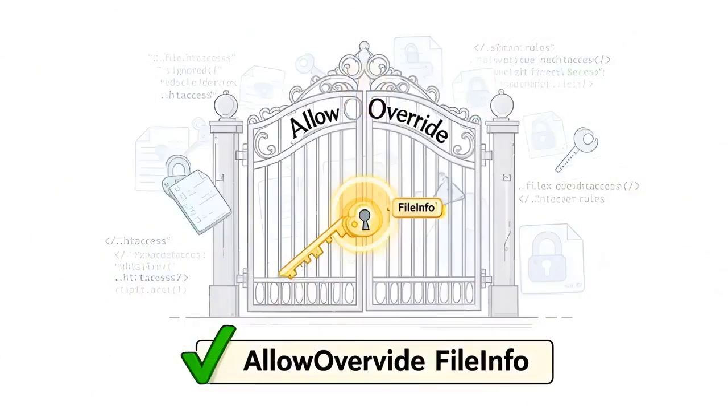Here's the gatekeeper most people miss: the AllowOverride directive. Even if your .htaccess file is perfectly written, Apache will silently ignore every rewrite rule inside it unless AllowOverride includes FileInfo. By default, many distributions ship with AllowOverride set to None, which means your rules do nothing at all. The fix is in the main config. AllowOverride FileInfo, and now .htaccess rewrites are active.